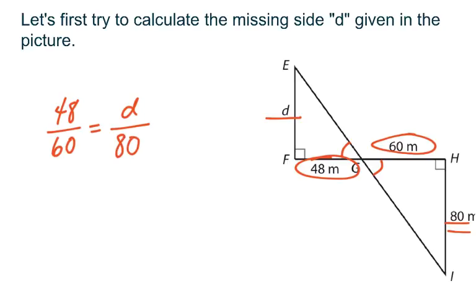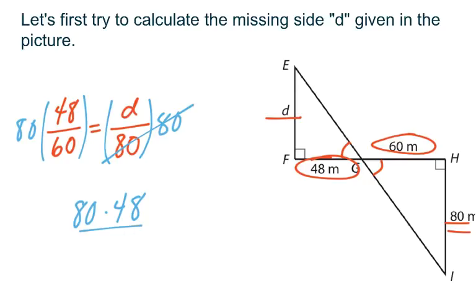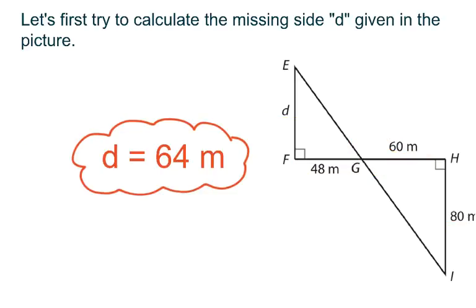In order to figure this out, this is where you hear about cross, multiply, and divide. But really all we need to do is get rid of this 80. So in order to do that, we just multiply both sides by 80, and that 80 goes away. So now I have 80 times 48 divided by 60, which is equal to 64 meters. That's indirect measurement, guys.